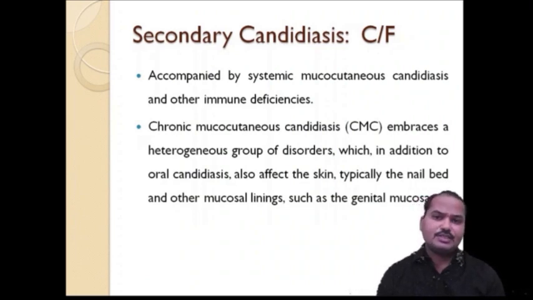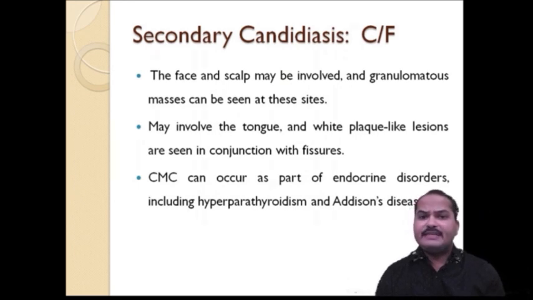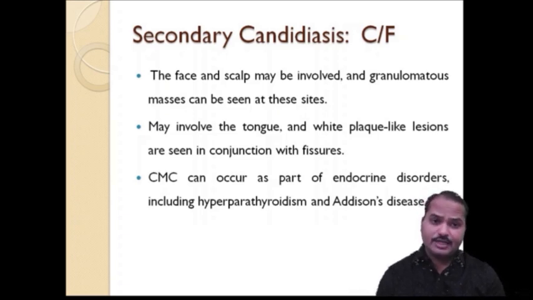Then we come to secondary candidiasis, or the candidiasis associated with systemic illnesses. It is due to the systemic illnesses and other immune deficiencies. The chronic mucocutaneous type of candidiasis is a heterogeneous group of disorders which, apart from oral candidiasis, may also have skin disease, typically at the nail bed, and involvement of other mucosal linings such as the genital mucosa. The face and scalp also may be involved, and certain granulomatous masses are seen at these sites. It may also involve the tongue, and white plaque-like lesions are seen in conjunction with some fissure development. Chronic mucocutaneous candidiasis can occur as a part of endocrine disorders including hypoparathyroidism and Addison's disease.